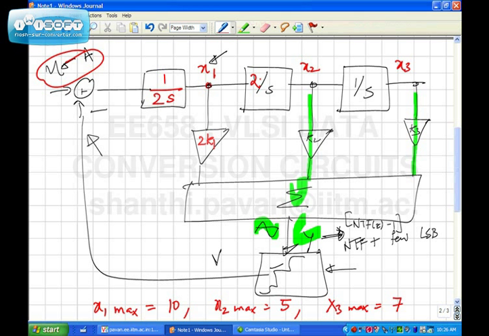You understand? Earlier, the signal coming here was the quantization noise integrated twice. Even now, it is the same thing. So, the peak here cannot change. Is that clear?